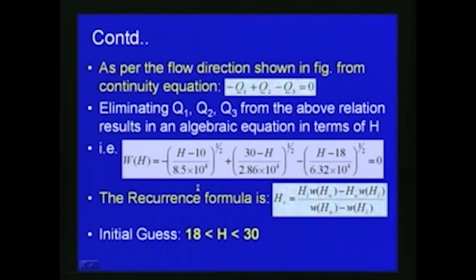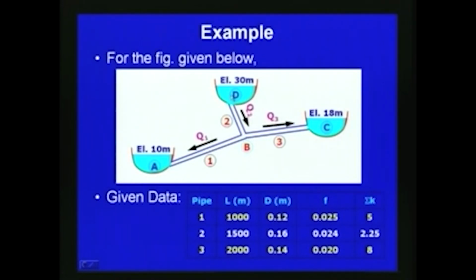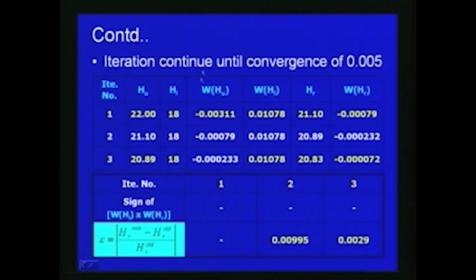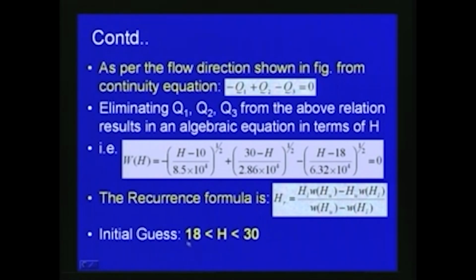So, for this typical problem, you can see that the maximum elevation is 30 meter and the minimum elevation is 10 meter, and the other one is 18 meter. So, we will assume a value between 18 meter and 30 meter. We will put an initial guess of head value between 18 and 30, and then do the iteration. The iterative procedure is given in this table. Here we set a convergence limit of 0.005, and we assume that the H value is between 18 and 30.